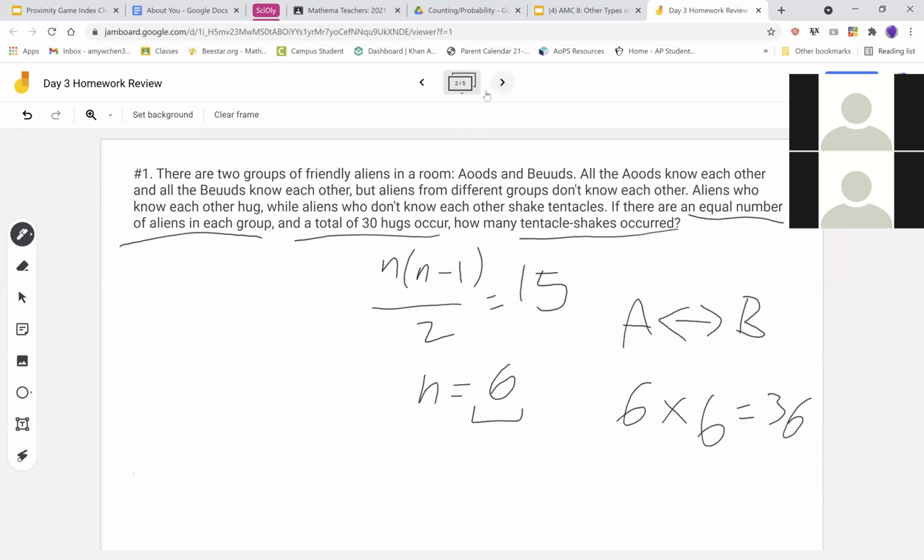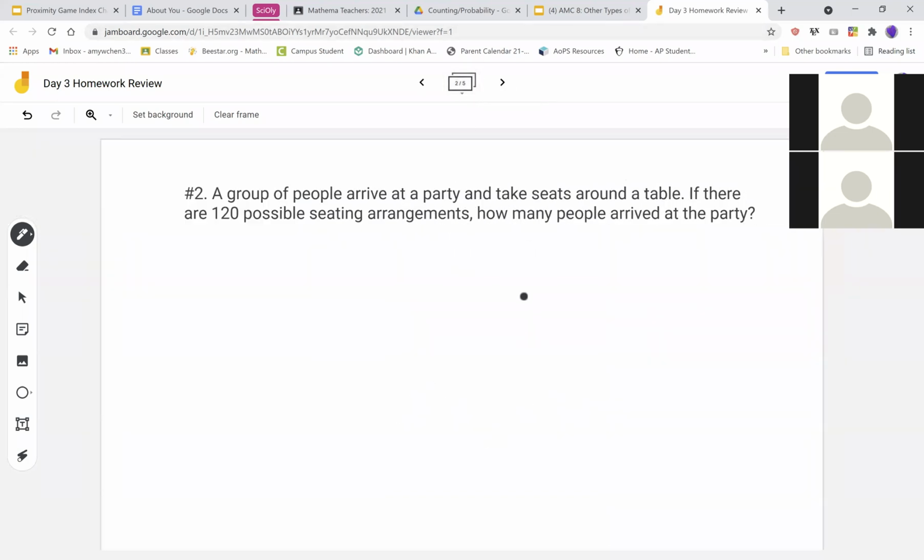Number 2. Okay. This is a question where people are sitting around a table, right? So it says a group of people arrive at a table and take seats around the table. If there's 120 possible seating arrangements, how many people arrived at the party? So this question is actually sort of working backwards. In class, we worked on how many people arrive and you're trying to find the number of seating arrangements. But this time, the question gives you the number of seating arrangements and wants you to find the number of people.